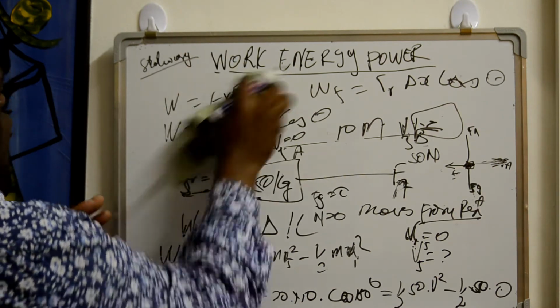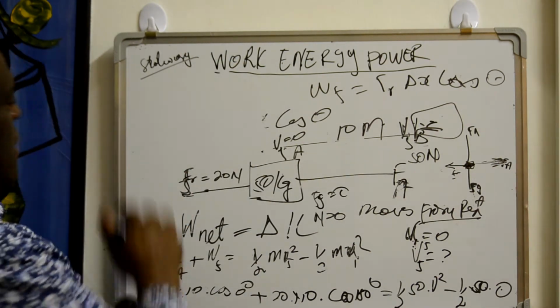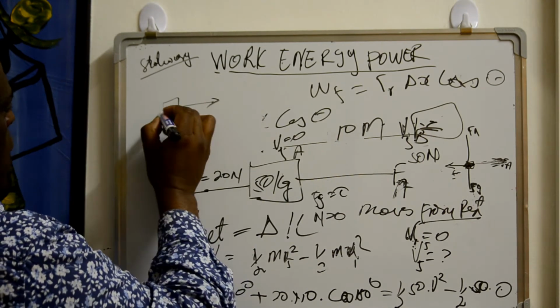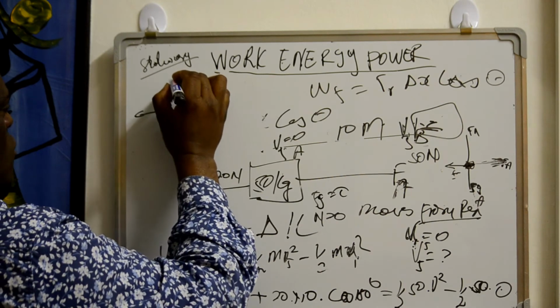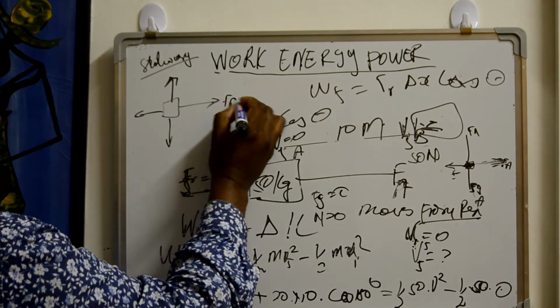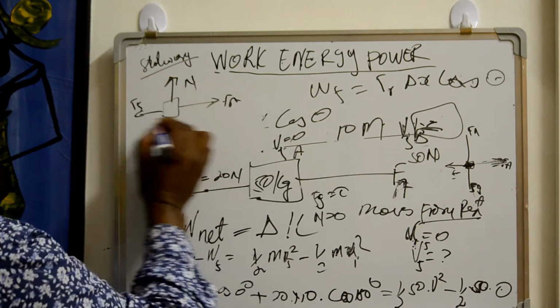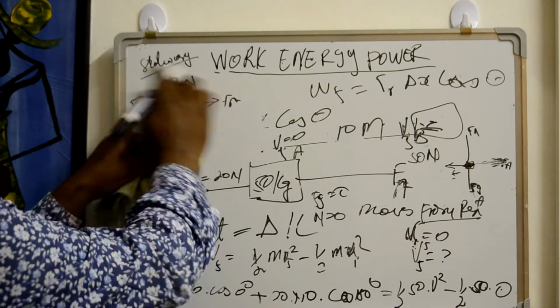How do you draw it if the object is stationary? I believe that all of them are supposed to be equal. All of the arrows are supposed to be equal: your force applied, your force of gravity, your friction force, your normal. If it's stationary, all these arrows are supposed to be equal.